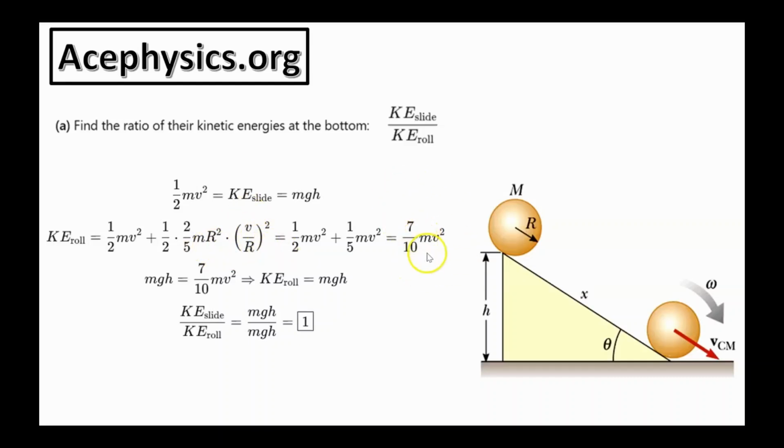Therefore, the final kinetic energy is 7/10 mv squared. But it's still equal to the initial potential energy, mgh. Therefore, the ratio of the kinetic energies is equal to 1. When the ball slides, all the kinetic energy goes into its translational kinetic energy. When the ball rolls down the incline, its kinetic energy is divided up. Some goes into rotational kinetic energy, and some goes into translational kinetic energy.